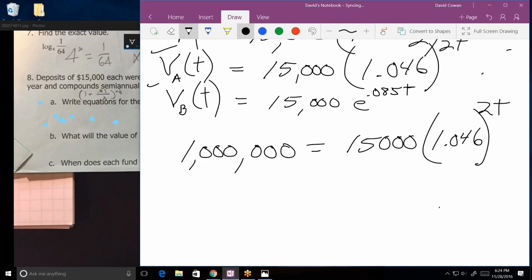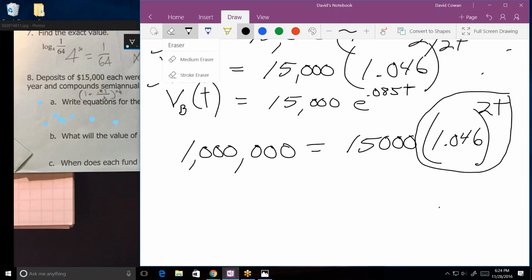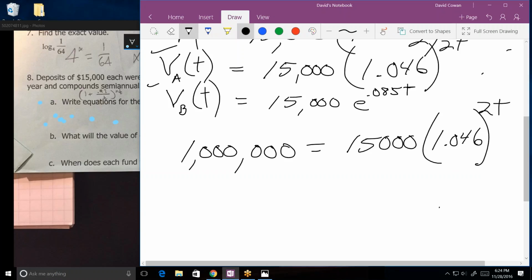And now I have to solve this. Well, this is very similar to the very first problem you gave me, e to the 2x. So what we have to do is isolate that and then use logs to solve because our variable is in the exponent. First step here. Divide both sides by 15,000. What do you get on the left?